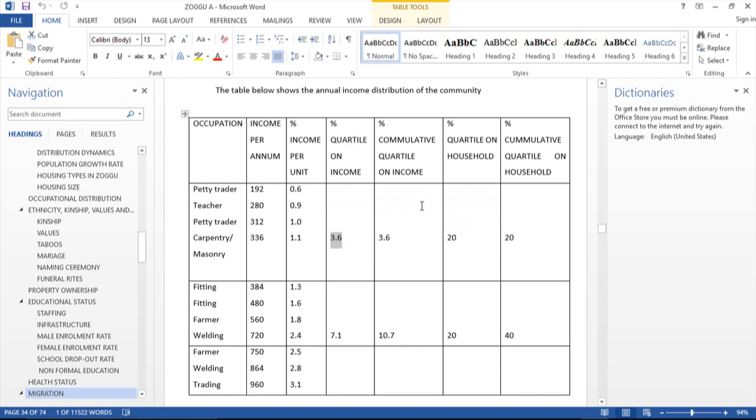Now after doing that, let's come to the next column, that is the percentage quartile on income. We will come back in part 2 of the exercise video on the Lorenz curve, and we will explain that to you.